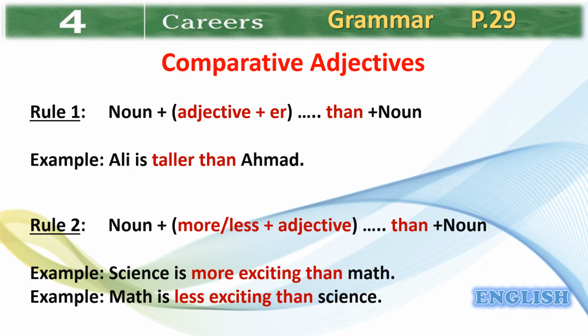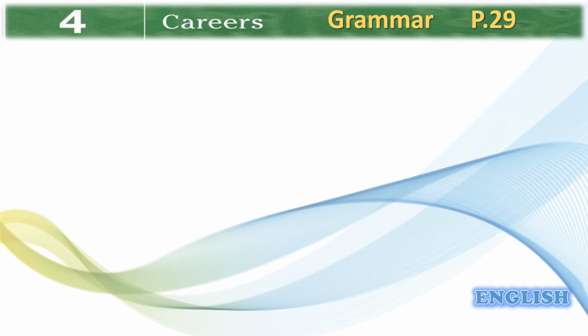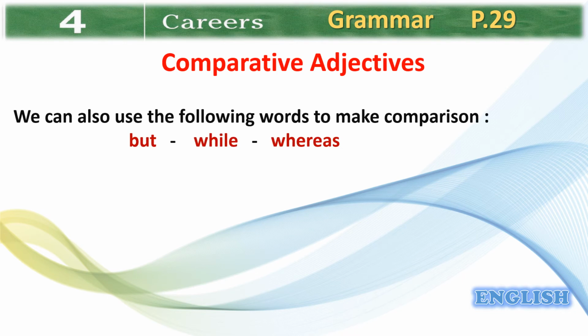Math is less exciting than science. In this example, we use the word less, which is the opposite of more, and we use it also for comparison. Another way to compare words or nouns is by using the following words.